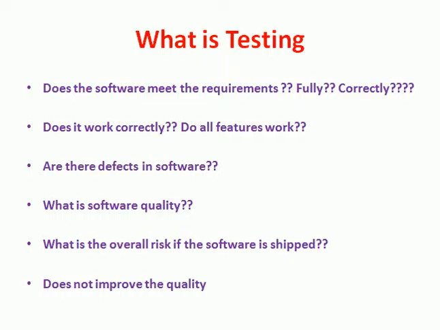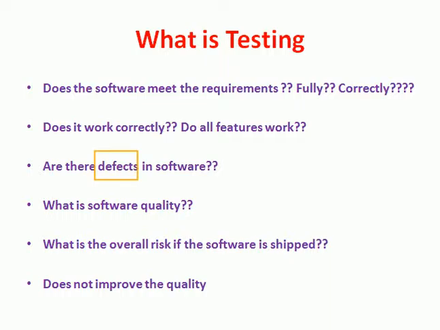So we find out, are there any defects in the software? Sometimes there is a problem in the software. For instance, if we are adding two numbers, we are expecting a particular result to be there, but it is not that result which is shown by the software. So that means there is a defect. So defects are problems in the software for the users.